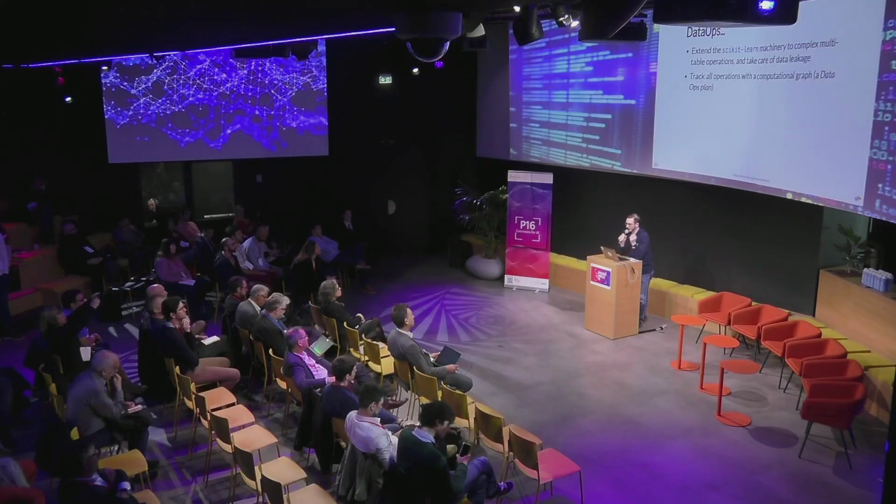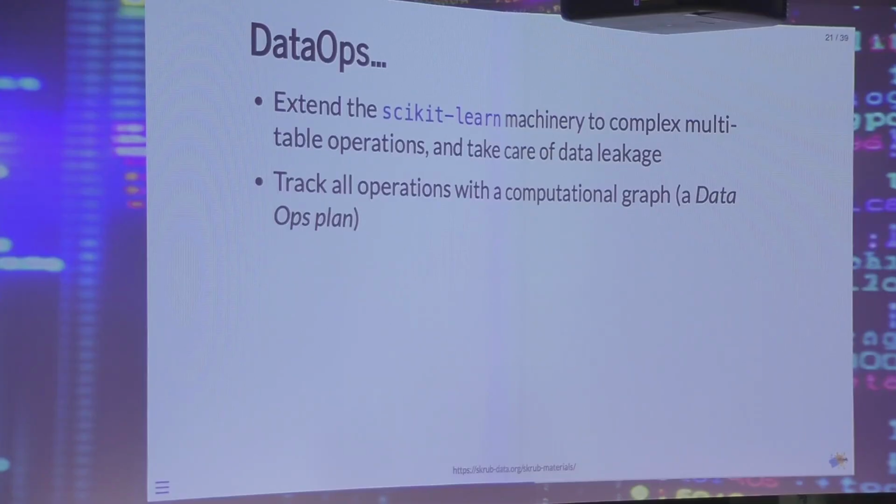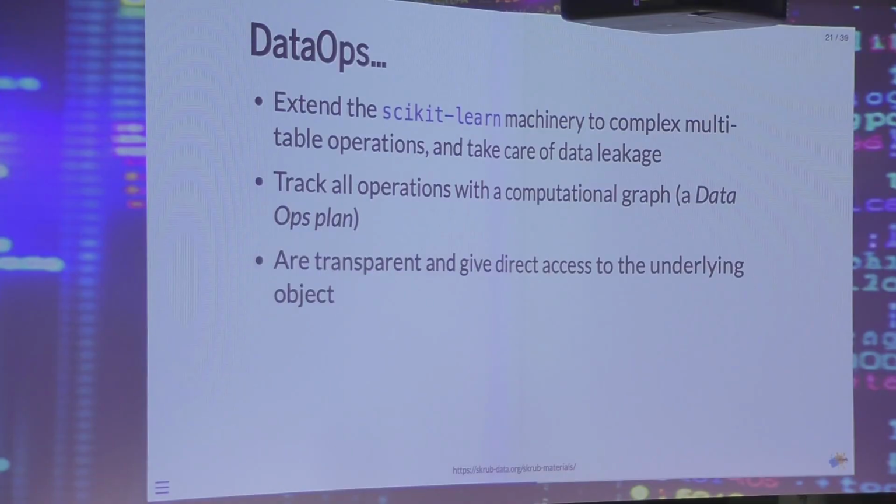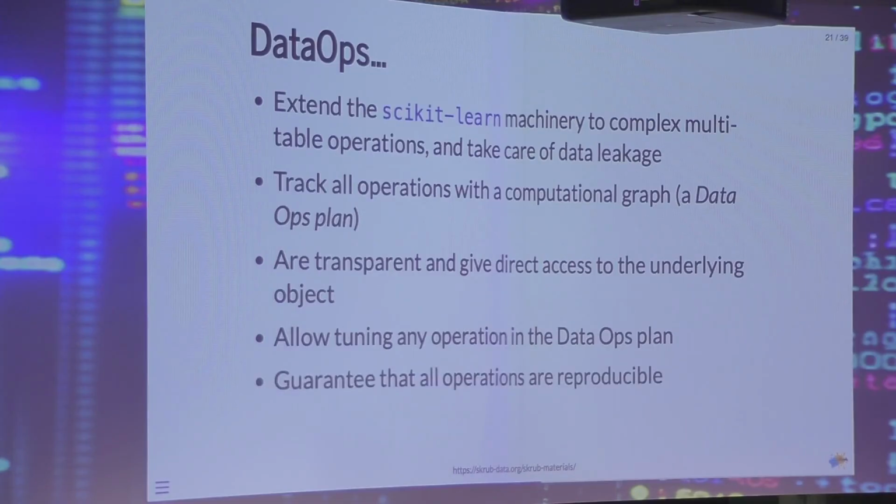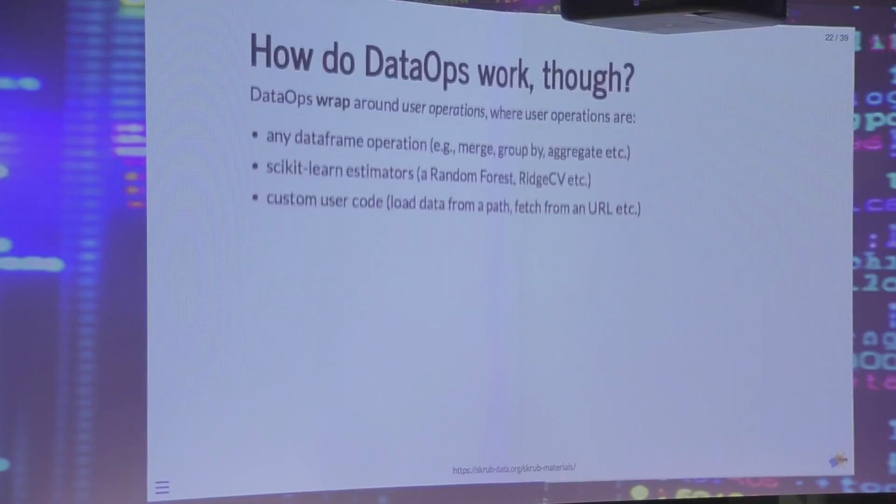They track all the operations that you do in a computational graph, which we call a DataOps plan. They are transparent and give you direct access to the underlying object. This means that if you're working with a pandas data frame, you actually have access to all the functions in the pandas library. You don't have to re-implement them. They let you tune all the operations in the DataOps plan, and guarantee that all the operations that you've done are reproducible because of the DataOps plan, as I was talking about. And finally, they can be persisted and shared very easily.